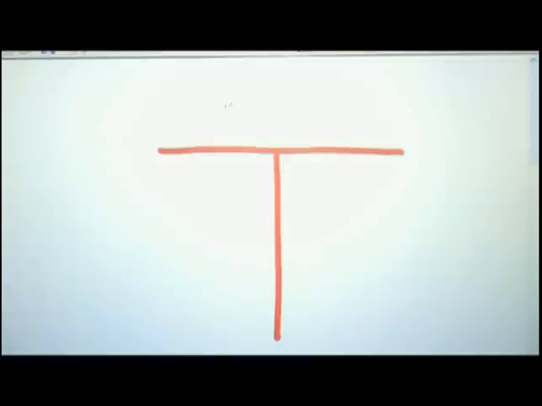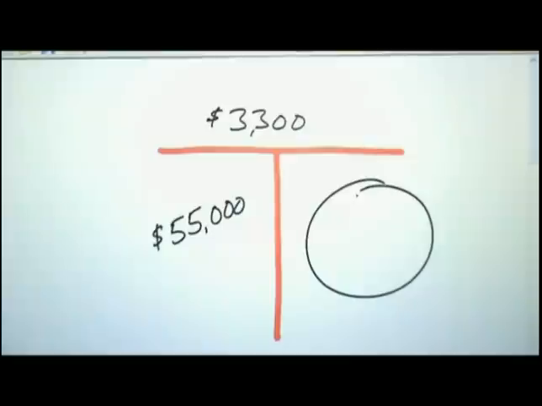My smaller number goes on the top, which is the commission paid. My larger number goes on the bottom, and I can use these two to figure out the percent or the rate. So I divide the $3,300 by the $55,000, and that gives me 0.06 or 6%.